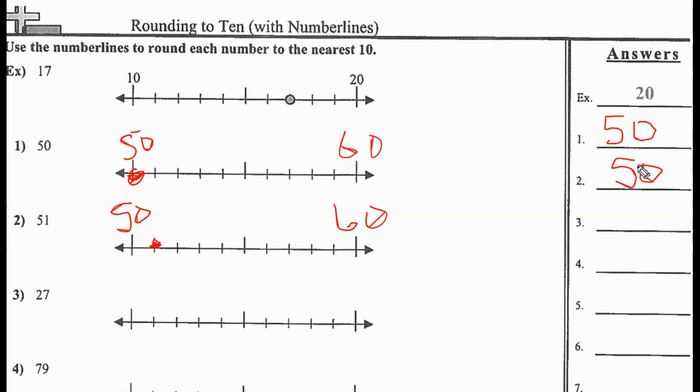Okay. 27. So 27 is between what two tens? 20 and 30. The middle is 25. So then it's 26, 27, and here's 27. Is it closest to 20 or 30? 30. So I write my answer there, okay?